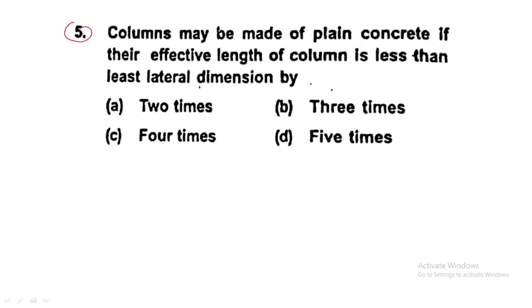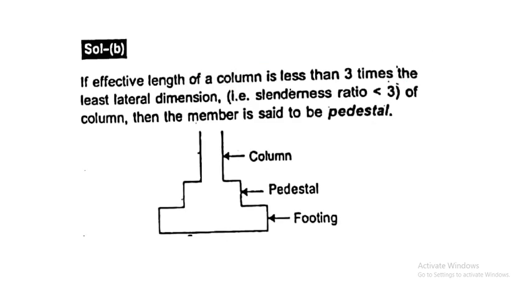Next question. Columns may be made of plain concrete if their effective length of the column is less than the least lateral dimension by how much, right? That is, we can see the effective length of column is less than 3 times the least lateral dimension. If slenderness ratio is less than 3 of the column, then the member is said to be a pedestal, right? So this is the column, and we can say this is a pedestal and footing.